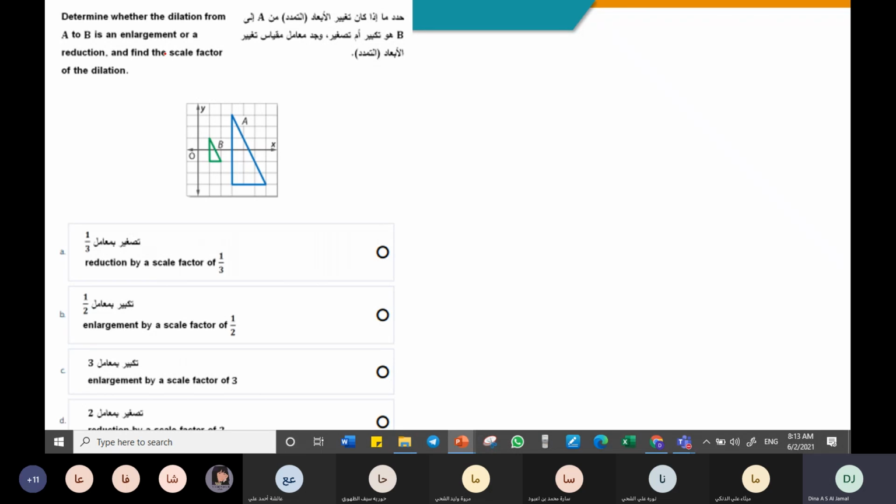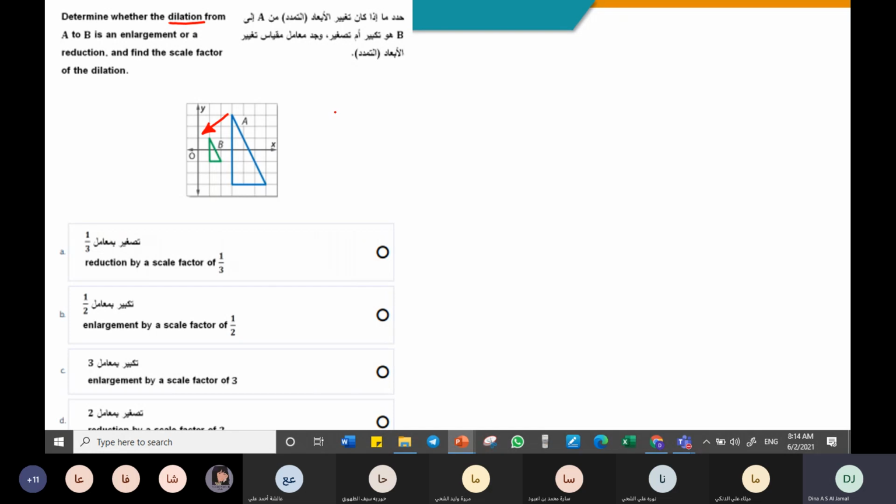Determine whether the dilation from A to B is an enlargement or a reduction, and find the scale factor of the dilation. Okay, so that means he would like me to see from A to B what happened.